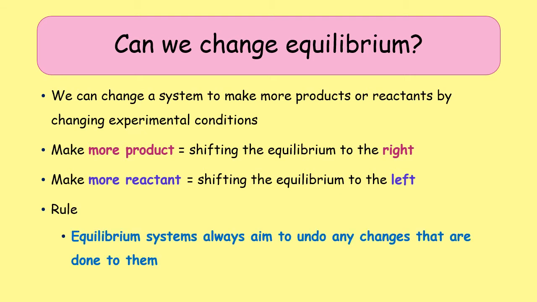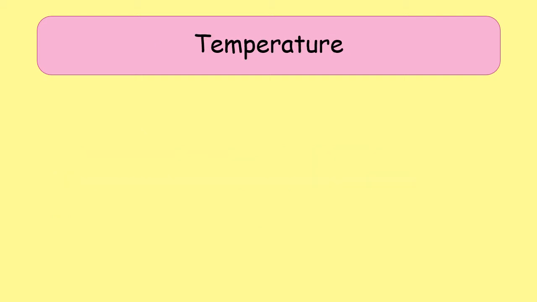And the rule for how we do this is that equilibrium systems always undo any changes that we do to them. This will make sense as we go through the examples, but equilibrium always undoes whatever change is put upon it. So the first one we can look at is temperature. This is one of the different factors that we can use to change the position of equilibrium.